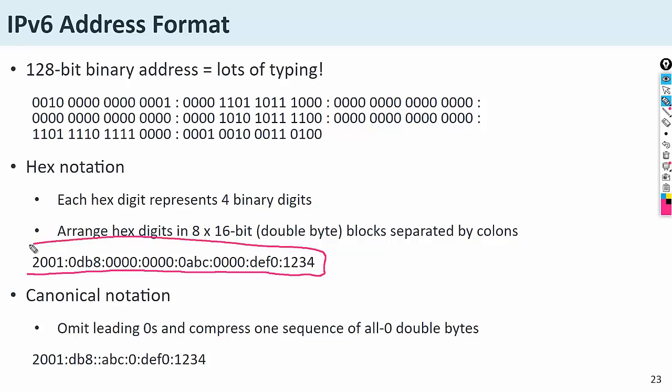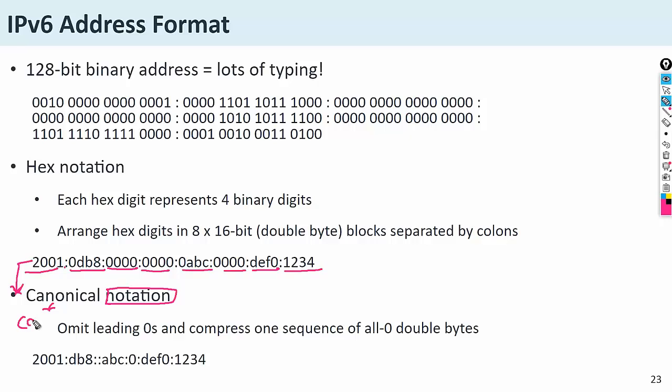Can you see that this is the actual IP address? It will take a lot of time to write: 2001 double colon 0db8 double colon 0000 double colon abc 0000 df0 1 2 3. So there is a feature called canonical notation, which means compression, to compress this IP address.